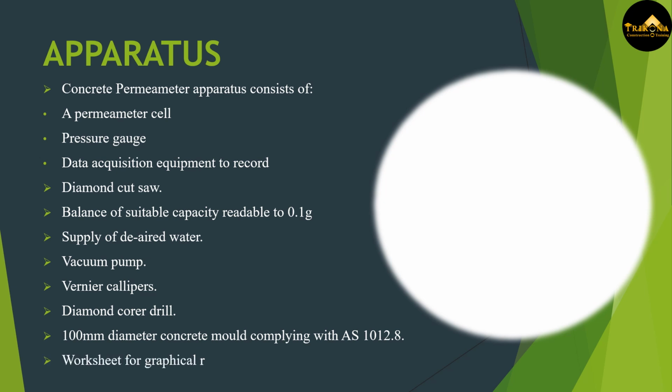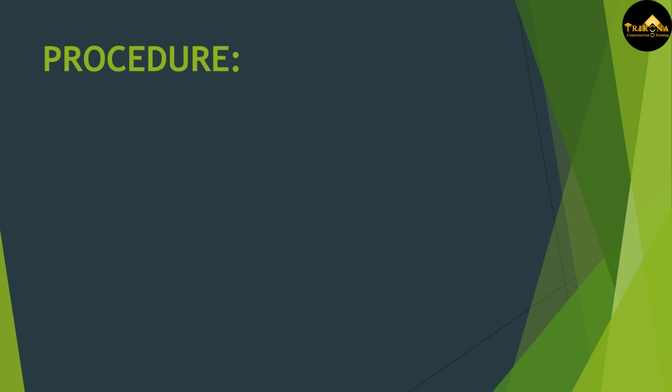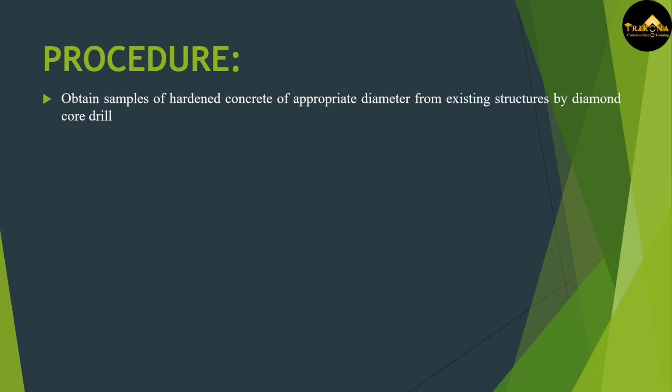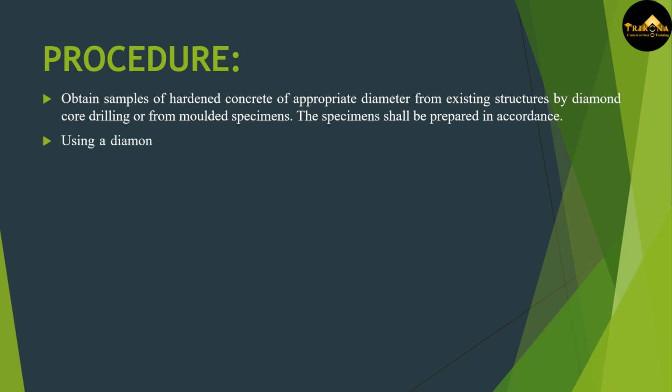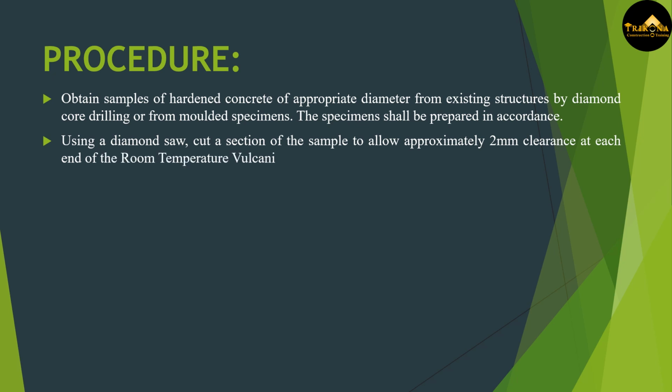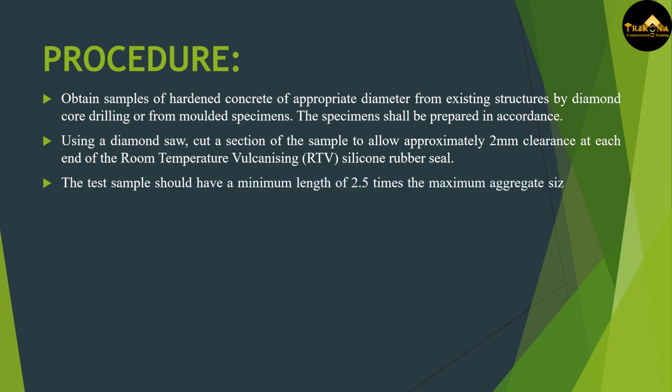Worksheet for graphical representation. Procedure. Obtain samples of hardened concrete of appropriate diameter from existing structures by diamond core drilling or from molded specimens. The specimens shall be prepared in accordance. Using a diamond saw, cut a section of the sample to allow approximately 2 mm clearance at each end of the room temperature vulcanizing silicone rubber seal. The test sample should have a minimum length of 2.5 times the maximum aggregate size. The cut section will be the test sample.